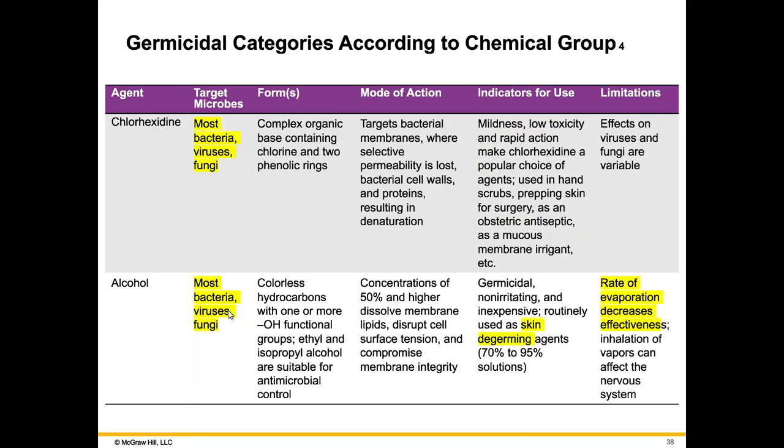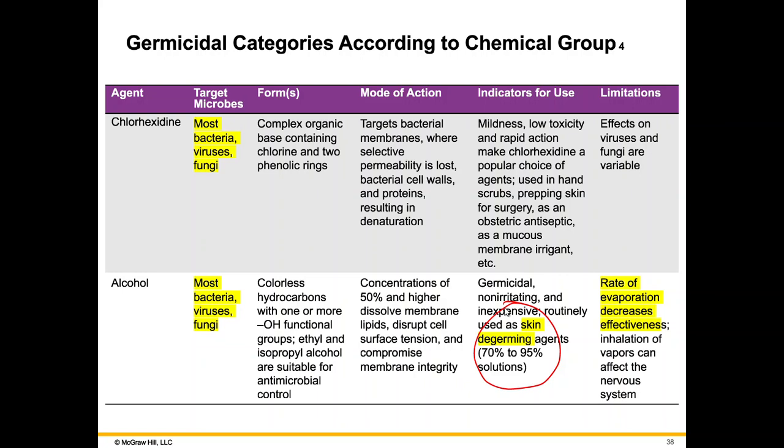Next, chlorhexidine. This is going to kill most bacteria, viruses, and fungi. Alcohol. Same thing. It kills most of them. It's used commonly as a skin degerming agent to kill about 70 to 90% of microbes on the skin. Again, so we're talking about an antiseptic. Typically, you'll find that in 70 to 95% concentrations in the store.